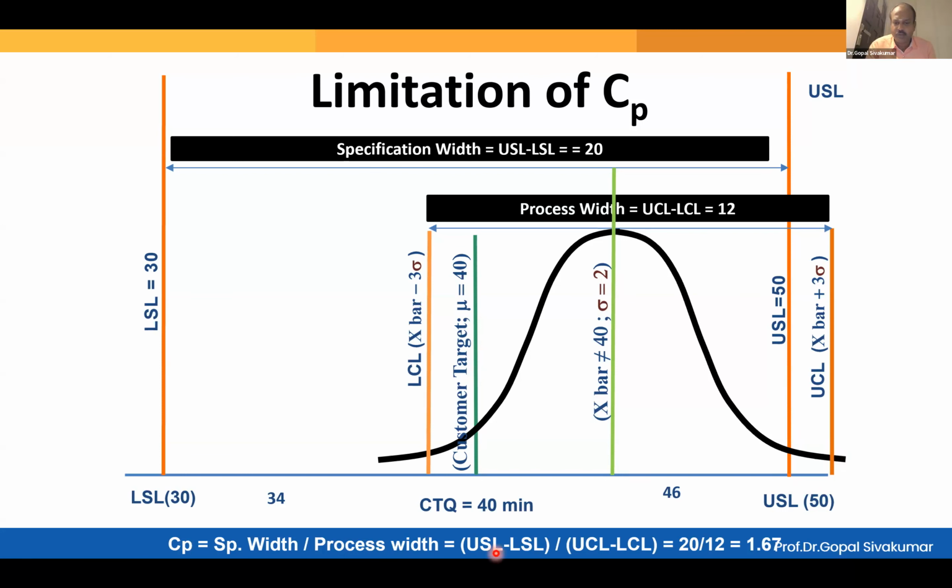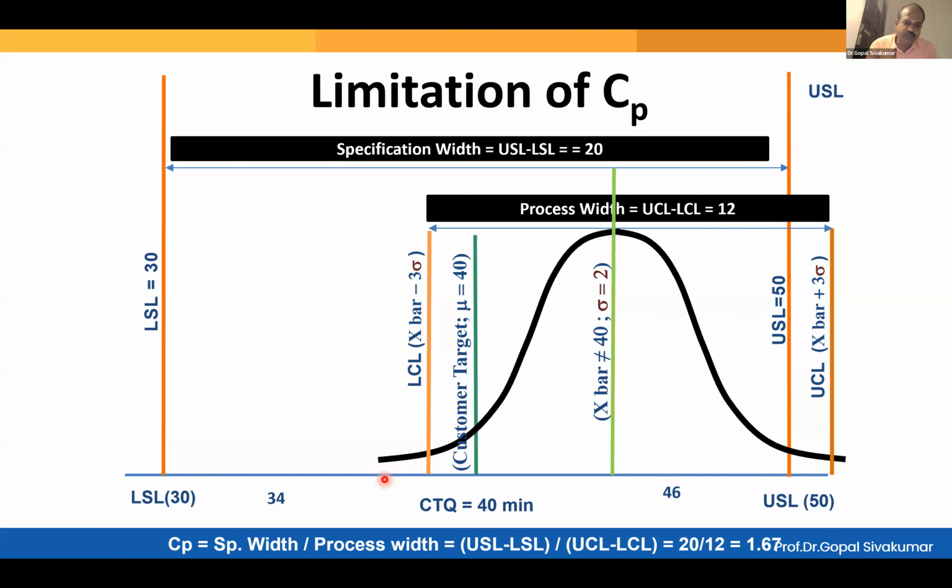In this scenario, I once again calculate Cp. Look at the Cp. How much is your USL? 50. How much is your LSL? 34. Now, how much is your upper spec and lower spec? Let us imagine the earlier upper spec was 46, right?